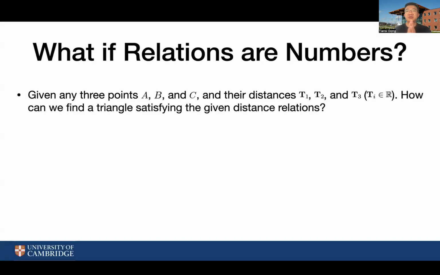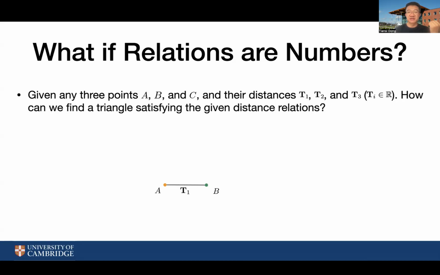Let's think about the case with numbers. Suppose we have 3 points and 3 distances between them. How can we construct a triangle satisfying the 3 distance relations? That's what we are familiar with. We're just using a compass or ruler.